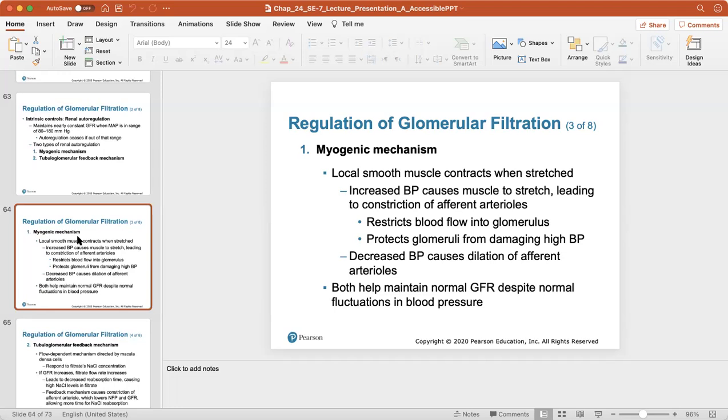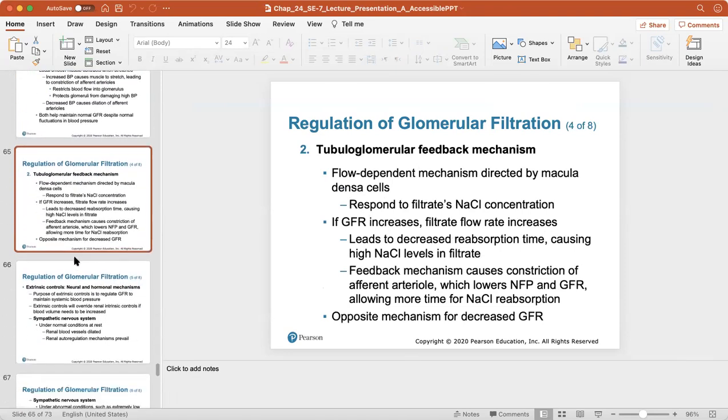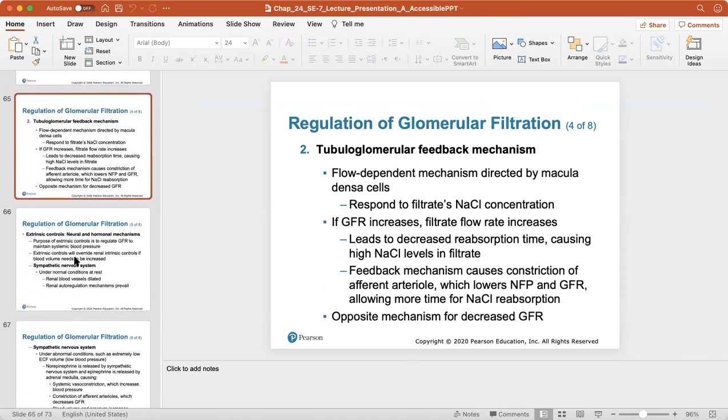The myogenic mechanism is just the local smooth muscle contracting to control glomerular filtration rate. And then the tubuloglomerular feedback mechanism is directed by the macula densa cells, which respond to the filtrate sodium chloride concentration. If GFR increases, the filtrate flow rate will increase, leading to a decreased reabsorption time, causing high sodium chloride levels in the filtrate. And this feedback mechanism causes constriction of the afferent arteriole, which will try to lower that NFP and GFR.